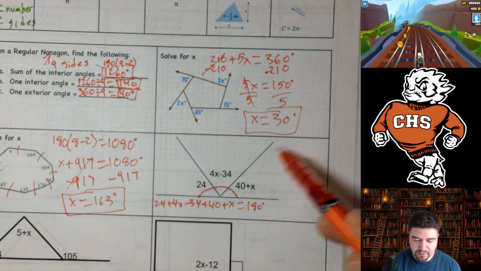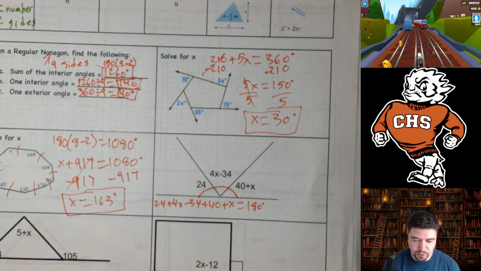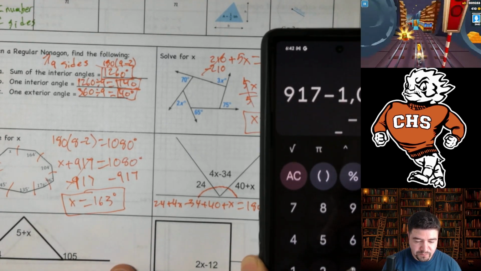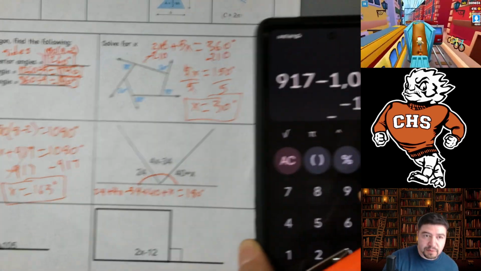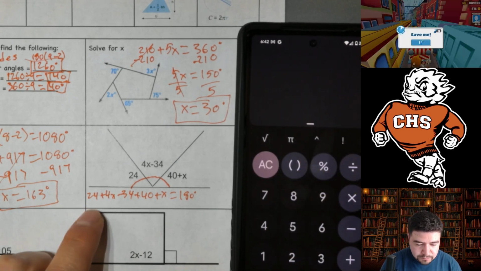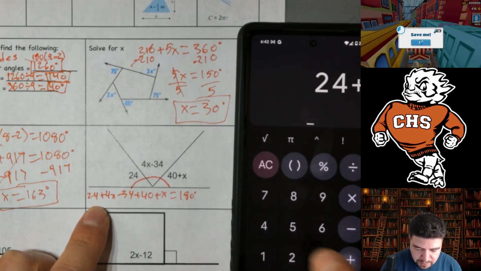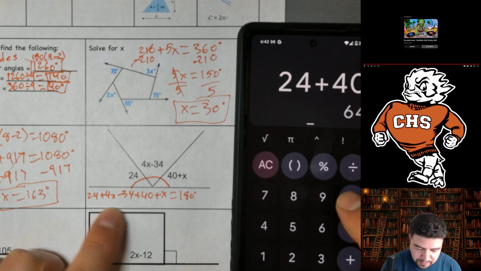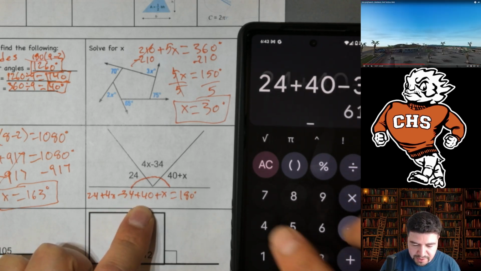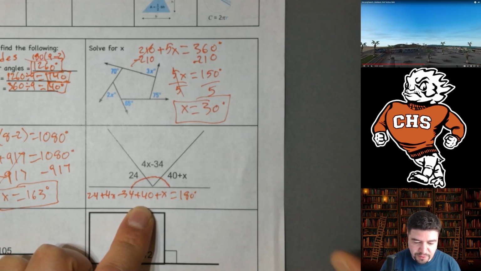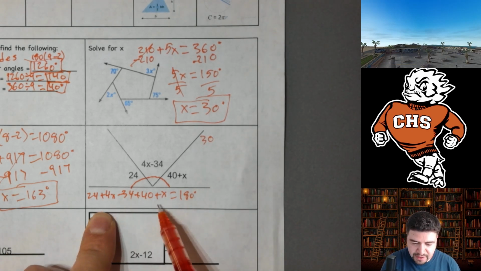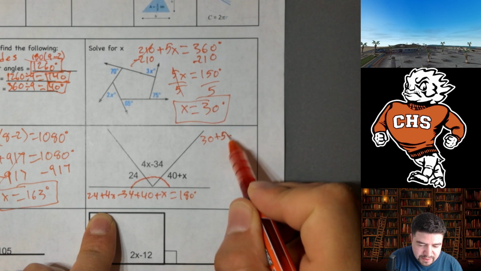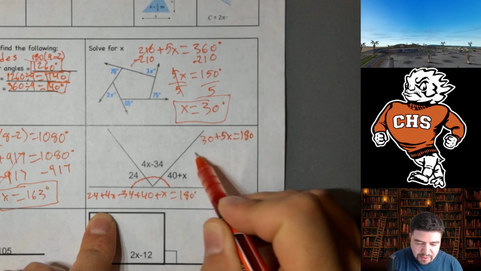So I'm going to keep my work up here in the top corner, but I'm going to add all of these numbers just like I've done before. So let me get rid of this. I don't need it. Okay. So 24 plus 40 minus 34 gives me 30. So 30 plus, now I'm going to look at my x's. I have 4x and then I have 1x. So that's 5x. And that equals 180.